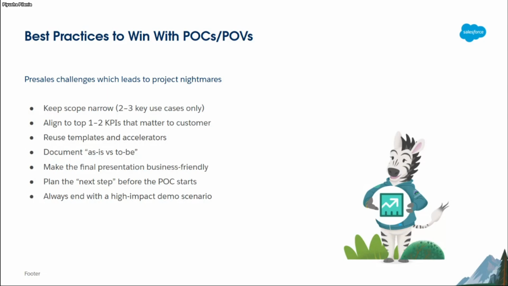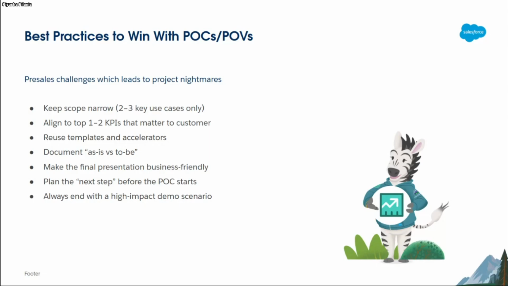Also document as-is versus to-be. We normally do this when we are doing the discovery with our clients. We document as-is and then we document to-be. A lot of the time I've seen with POCs and POEs, people don't do that. Having this document actually helps you when you are working with your client on a real project, because then you have something to reference back to.